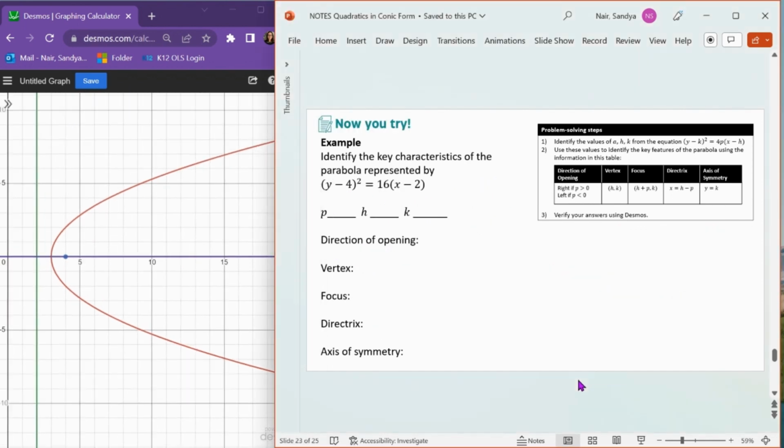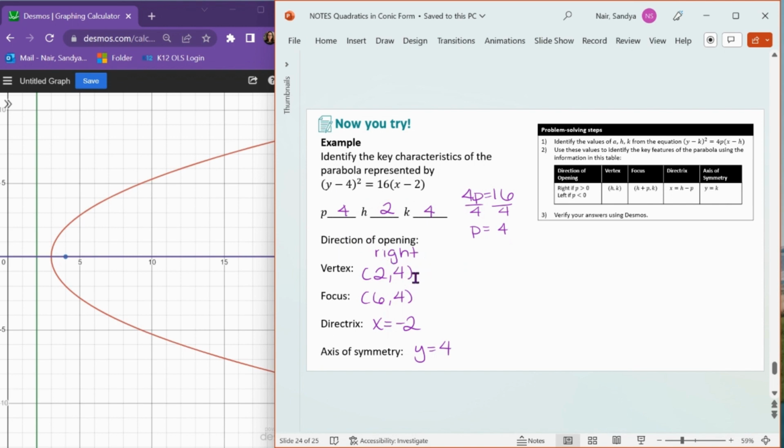So now you can go ahead and pause the video and try doing this example on your own. So here you can see that p is going to be 4 because we have 4p equals 16. So p is 4, and then h and k will have the opposite sign. So we have (2, 4) for h and k. So this parabola, since p is positive, is going to open to the right.